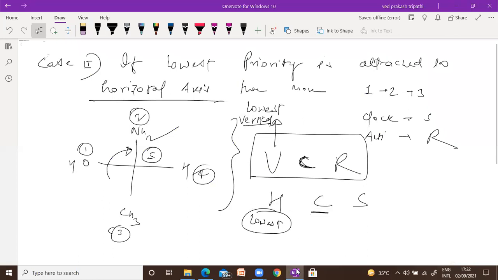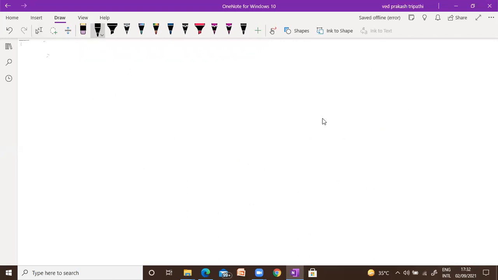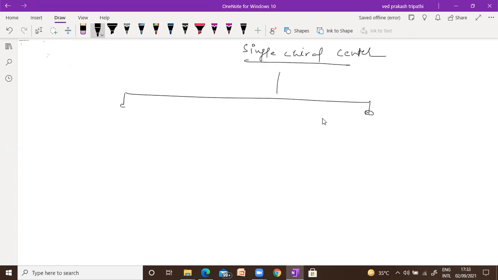Now we are going to discuss a very important concept, and I am very sure it will help you a lot. Now I am going to talk about relationship between the molecules. So first I am going to talk about single chiral center. Whenever you have a single chiral center, it can form maximum two relationships. One is identical and one is enantiomer.